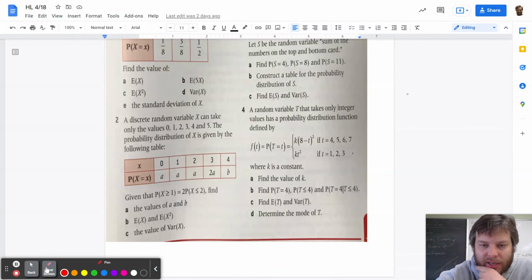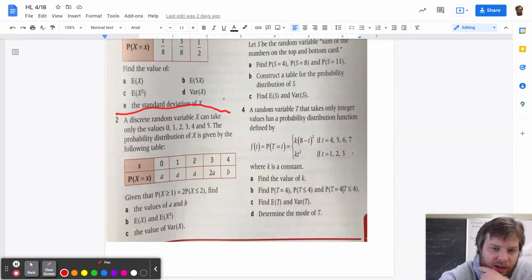All right, hello. I just wanted to do another discrete probability distribution problem for you because I know some of this is a little bit confusing. So looking at problem 2 here, we have a discrete random variable x, only 0 through 5, integer values, and there's the table, and they don't tell us what the probabilities are. They just tell us A's and B's.